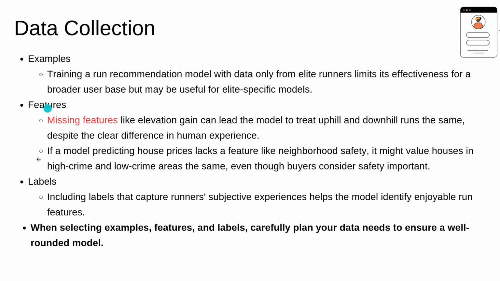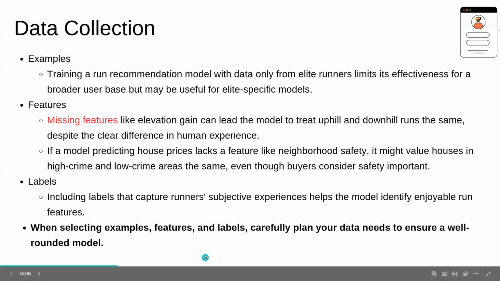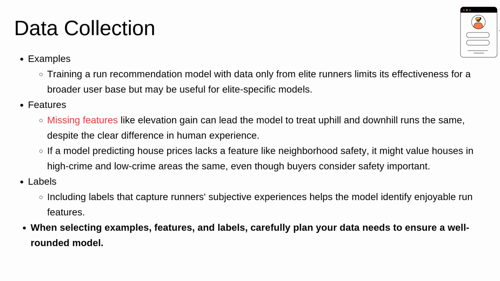Labeling is very important, including labels that capture the runner's subjective experience, so whether they like it or not. Such emotions, for example users' emotional responses to the movies, may be pretty interesting. Labels of the features are very important, which is why when you're selecting examples, features, and labels, you need to carefully plan your data, and it is important to make sure of a well-rounded model.